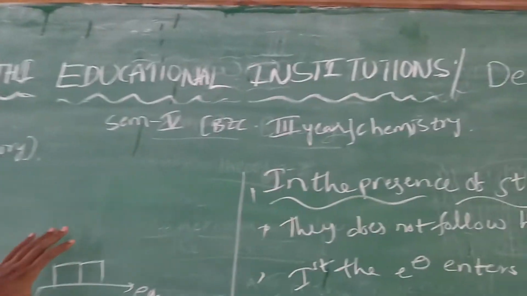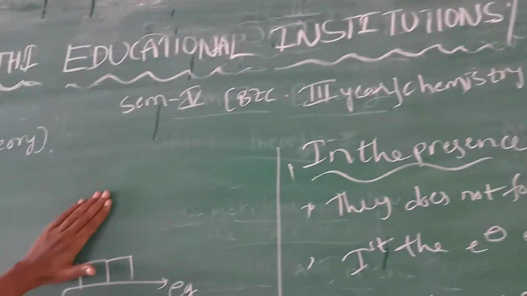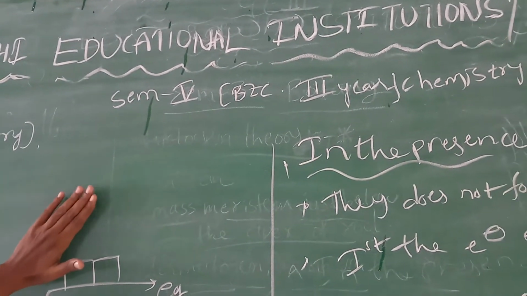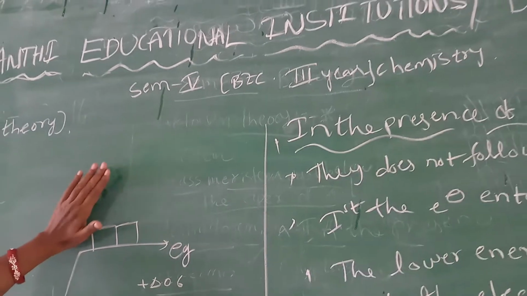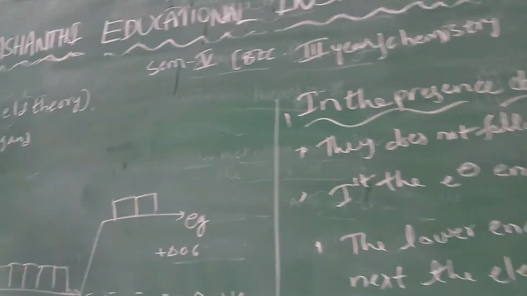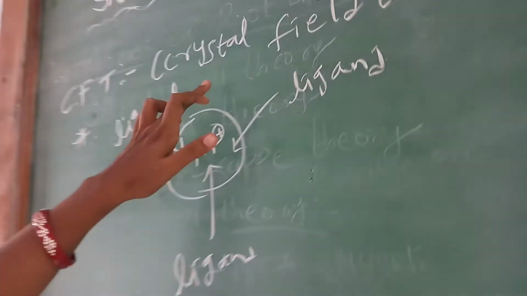Semester 5, BJC final year chemistry. We already started coordination compounds yesterday. We are going to discuss coordination compounds here. I am discussing crystal field theory.